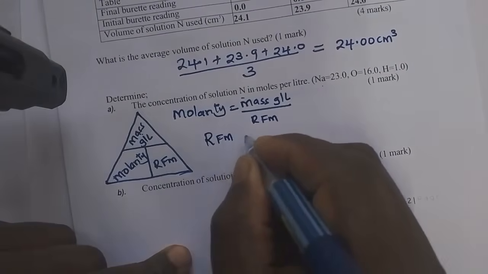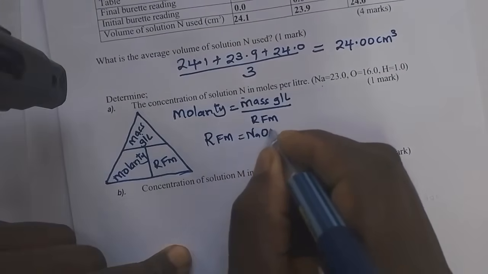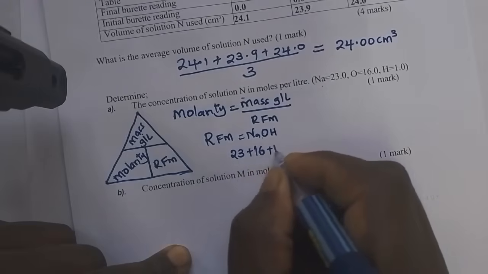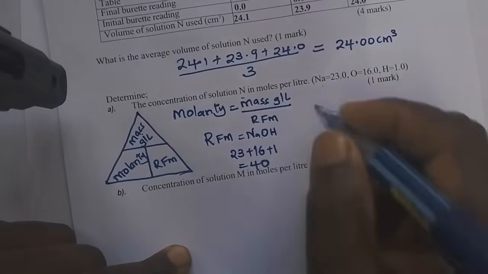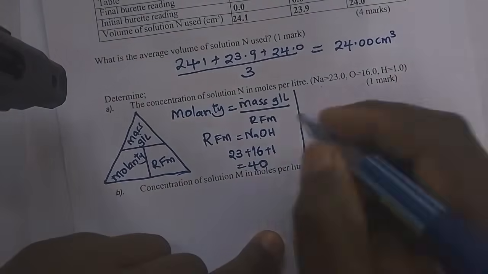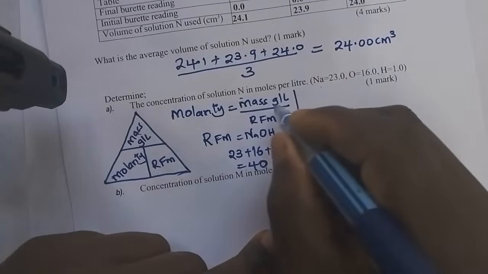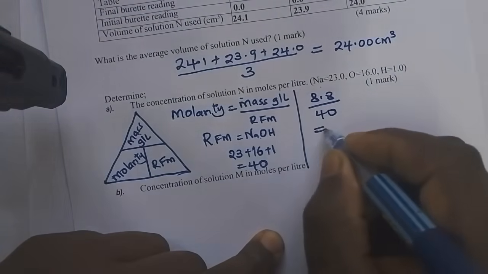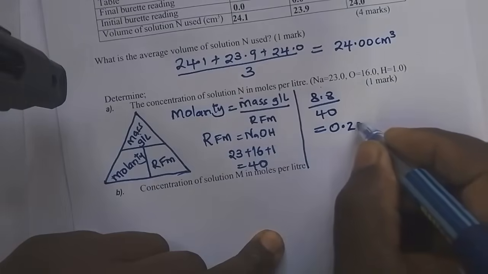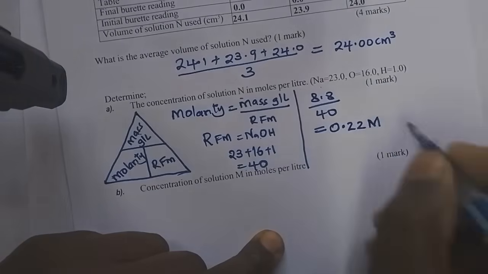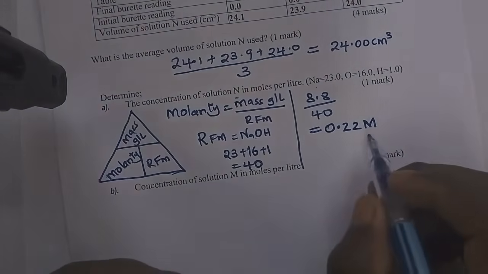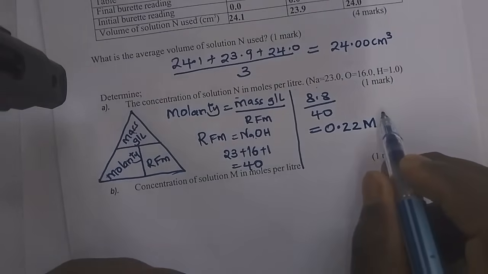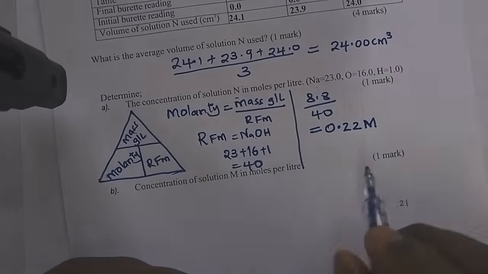RFM of sodium hydroxide, NaOH, will be equal to 23 plus 16 plus 1, and that one is 40. Now we will have 8.8 over 40, and this one will give us 0.22. Capital M stands for molarity. Also, you can write it as moles per liter or per dm cube, whichever. That one is the number of moles in a liter.